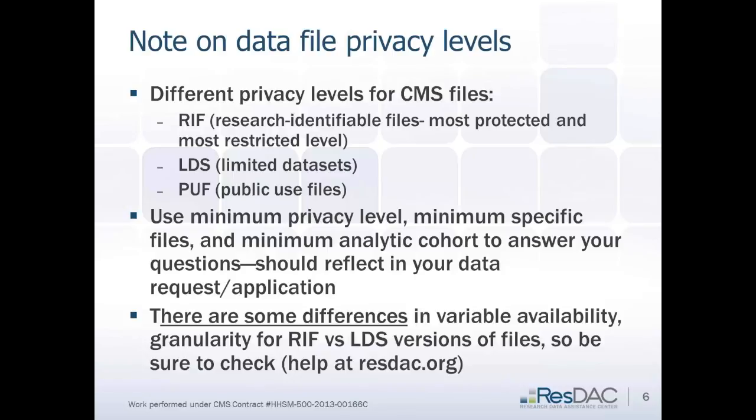The upside is that many variables of interest to researchers are available down to the limited dataset level, which is not the most restricted. Although public use files or PUF files tend to be limited in scope and are not useful for certain questions. However, there are some differences from the RIF, that is research identifiable files, to the limited dataset versions of files, so be sure to check.